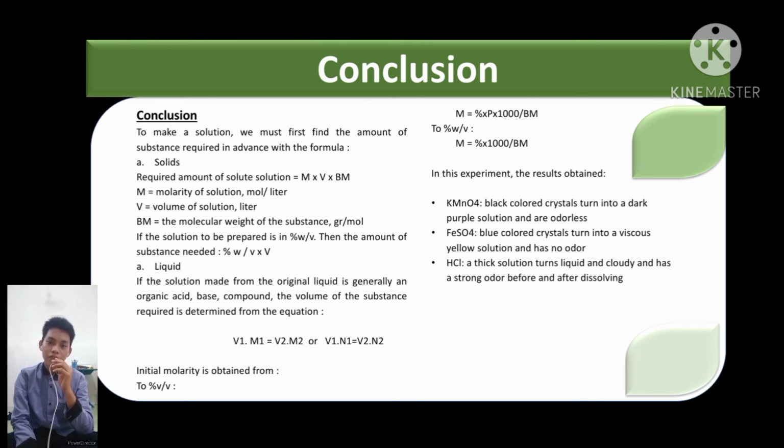If the solution to be prepared is in percent weight divided by volume, then the amount of substance needed is percent weight divided by volume multiplied by V.